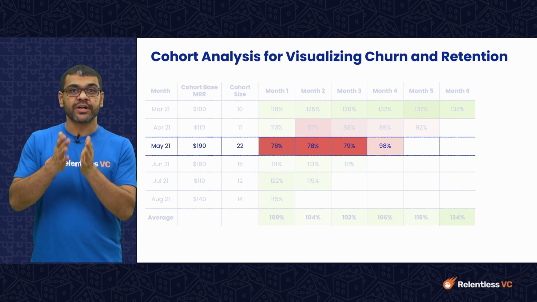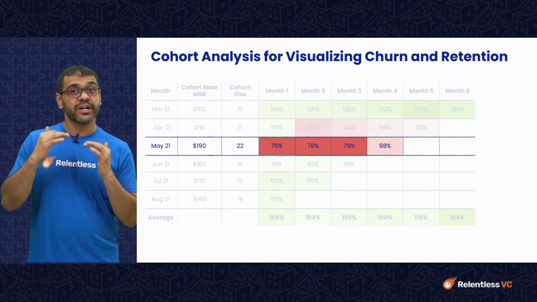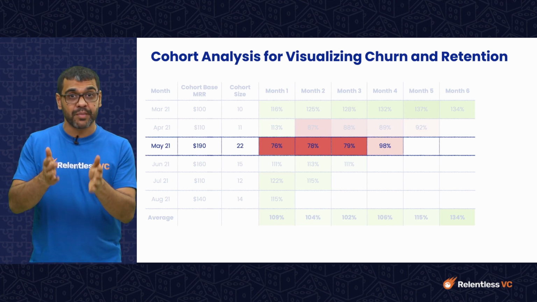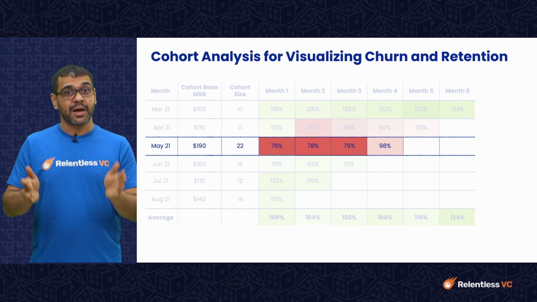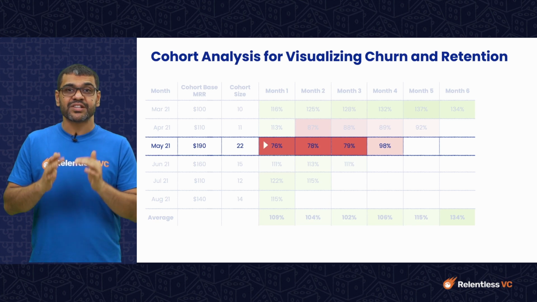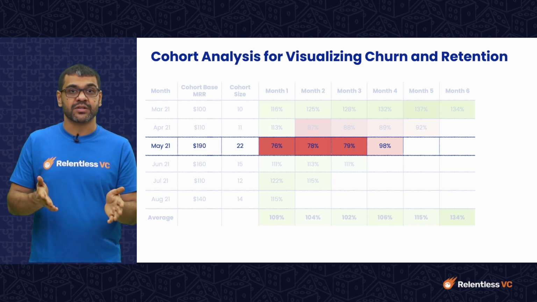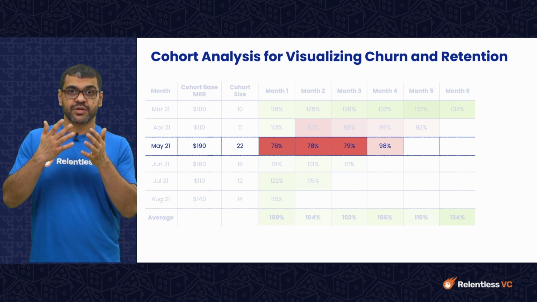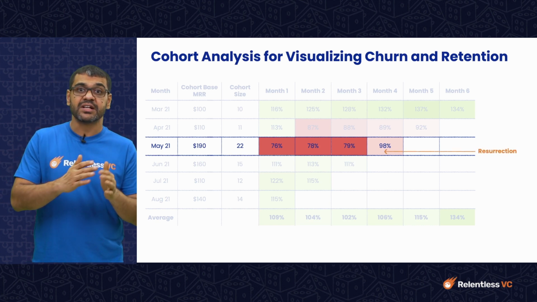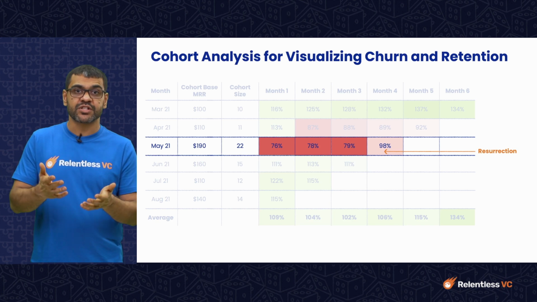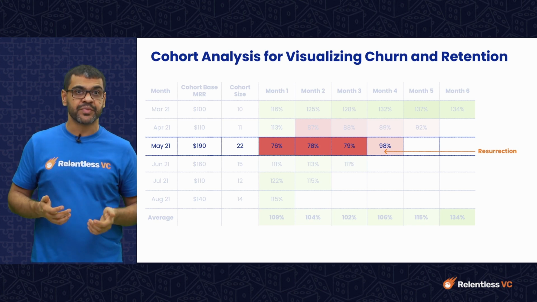Or if we look at the row of May 21, 22 new customers were acquired in May with an initial MRR of $190. But MRR from this cohort decreased sharply in the next month, perhaps because some of the customers churned. But in month 4, MRR from the cohort increased dramatically, perhaps because some of the lost customers were resurrected.